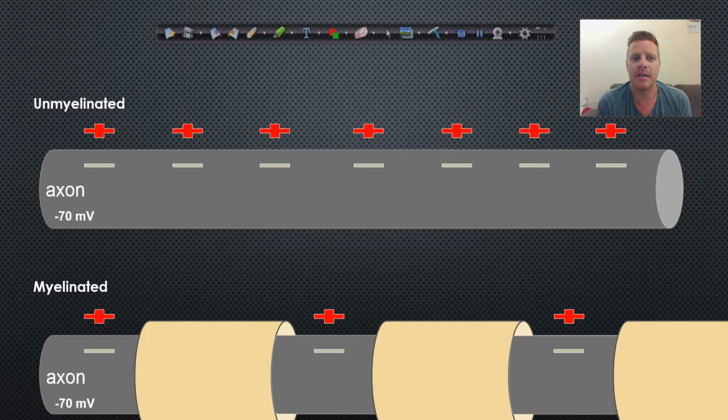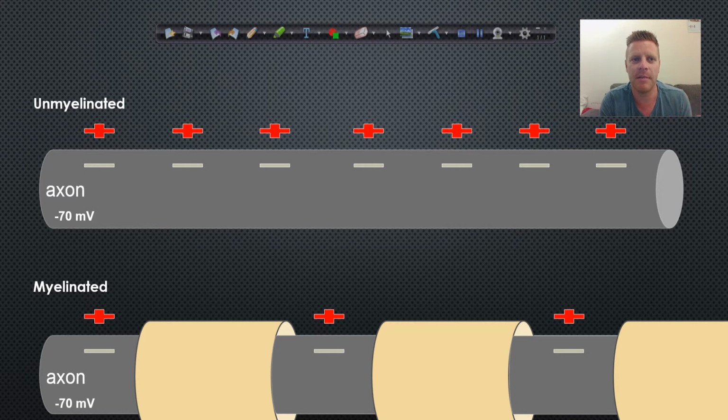Here we have a schematic of an unmyelinated axon shown at the top and a myelinated axon shown at the bottom. And these myelinated axons simply have a sheath of myelin that wraps around the cells, and the ion channels I mentioned earlier are pushed into these areas between the sheaths, and this area is called the nodes of Ranvier.